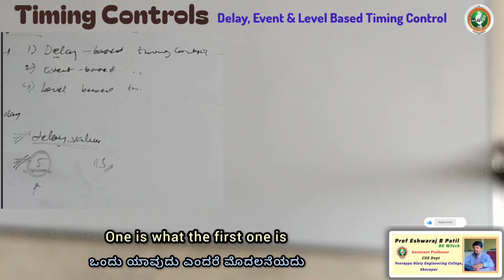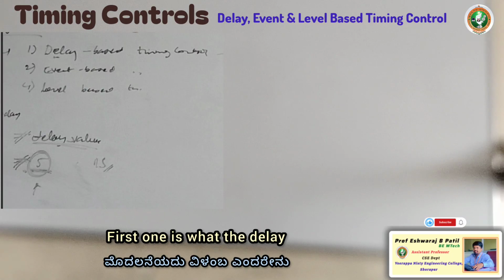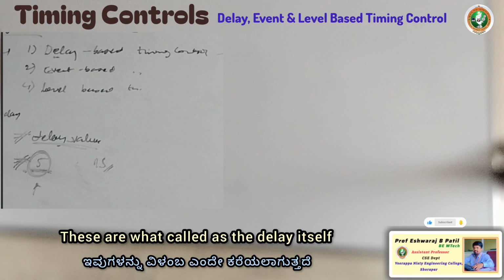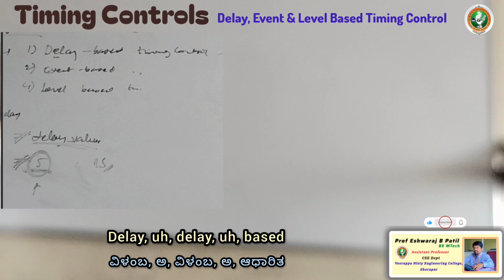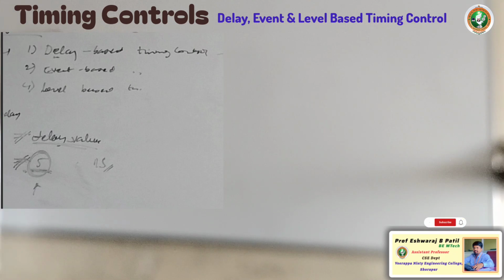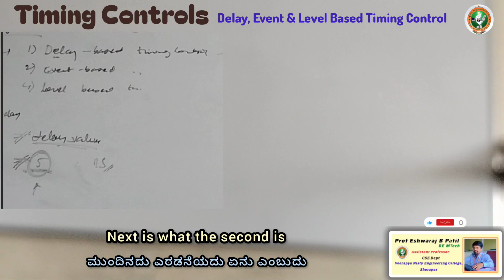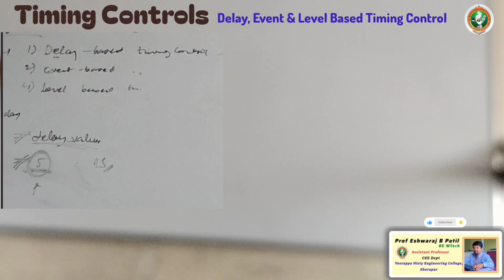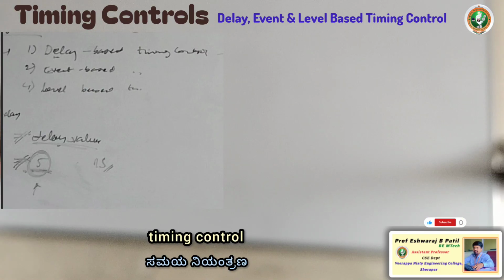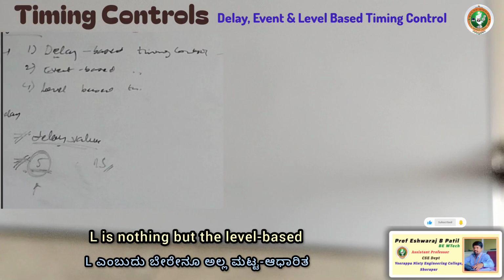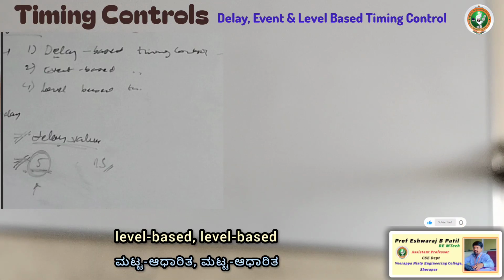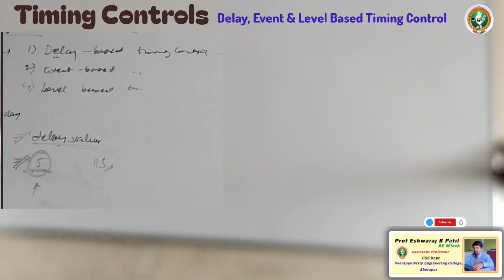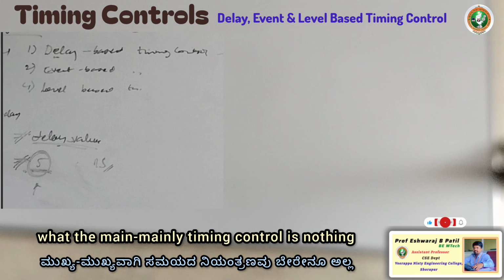The first one is delay based timing control. The second is event based timing control, and the last is level based timing control.